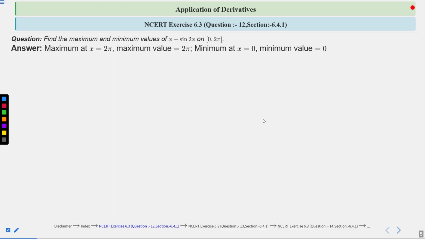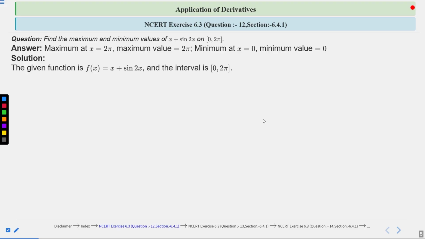So the function has maximum value at x equal to 2 pi, and the maximum value will be 2 pi, and the minimum value will be at x equal to 0, and the minimum value of the function is basically 0 again, right? So let us see the solution part. How can we solve this?